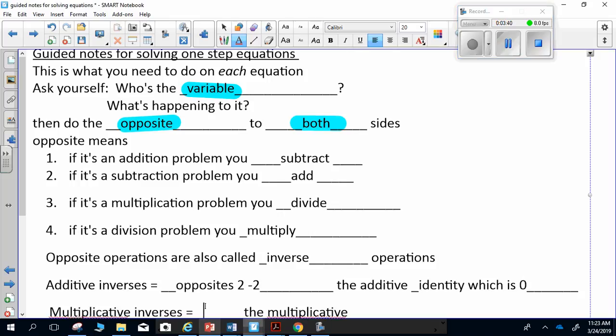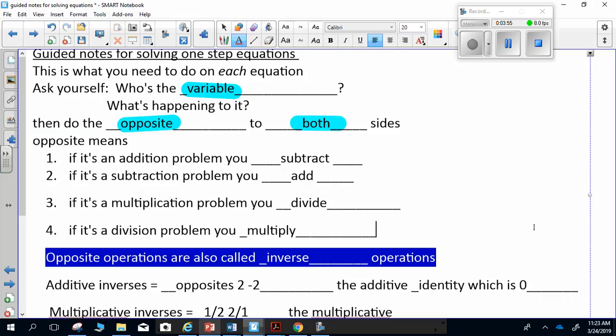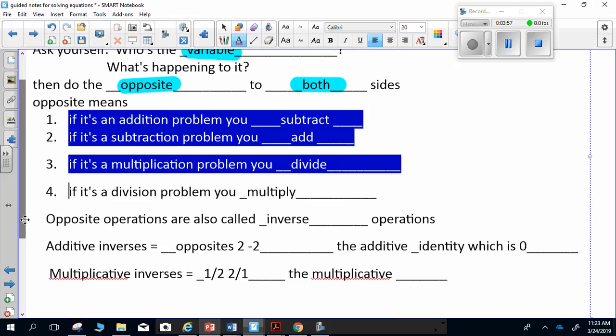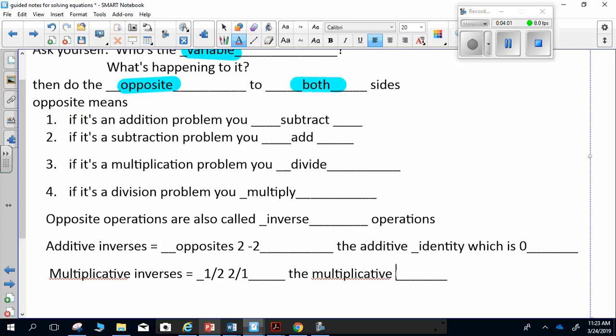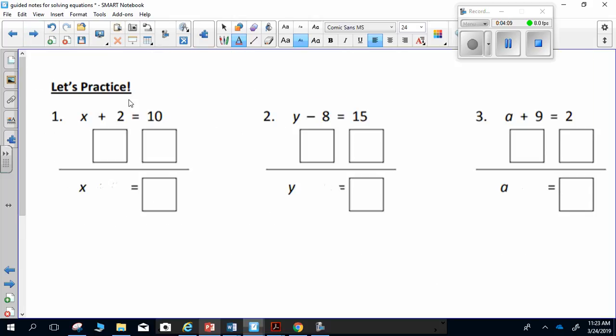Multiplicative inverses. So if you have a fraction, 1/2, the multiplicative inverse is 2/1. Multiplicative inverses are equal to 1 when you multiply them. So the multiplicative inverse, when you multiply it, will give you the multiplicative identity. Okay. All right, so you've got some problems that look like this.